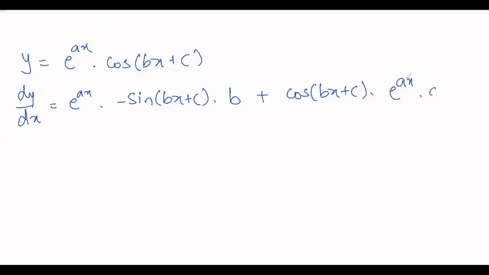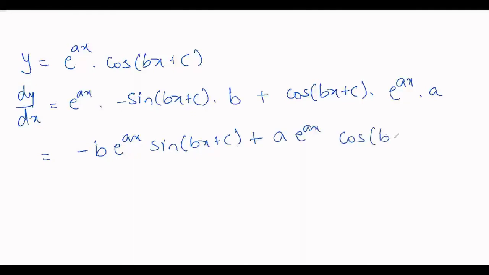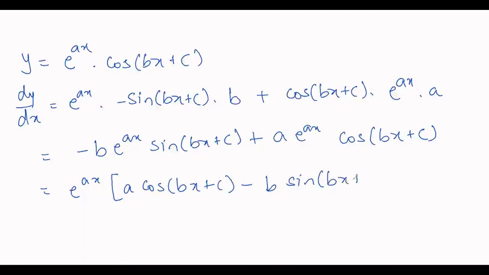Let me rewrite the answer as minus b e power ax sine bx plus c plus a e power ax cos bx plus c. So I can take e power ax common. Let me write the positive term first. That gives me a cos bx plus c minus b sine bx plus c. Okay, let me clear this.